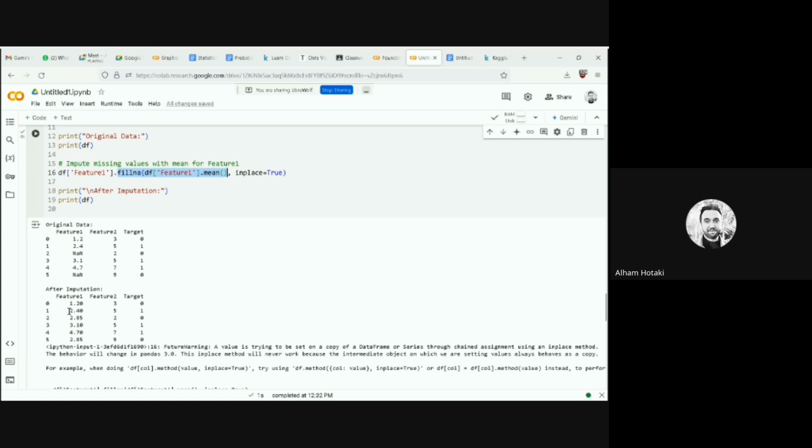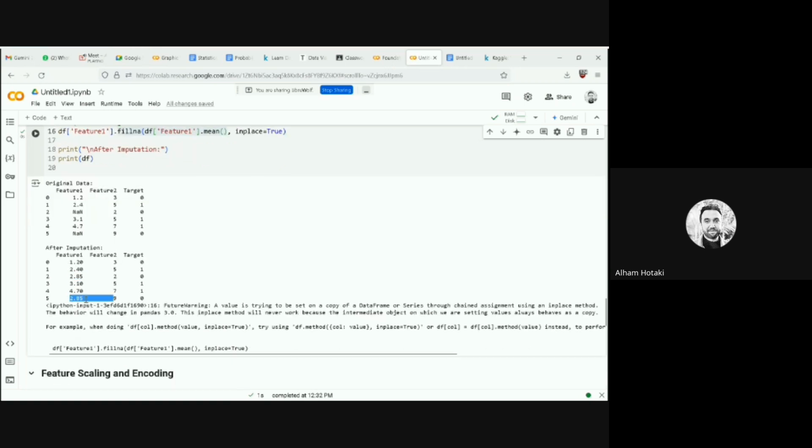The mean is 2.4. We added 2.85. So we just added 2.85 here. See, this is 2.85. This is the mean of this value. We imputed that. Now, this is how you have to impute the missing values.